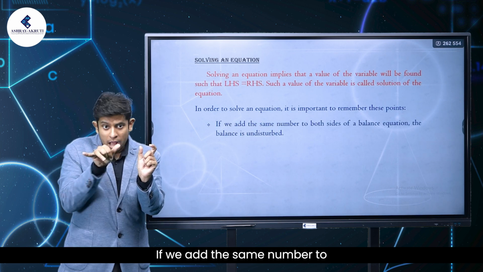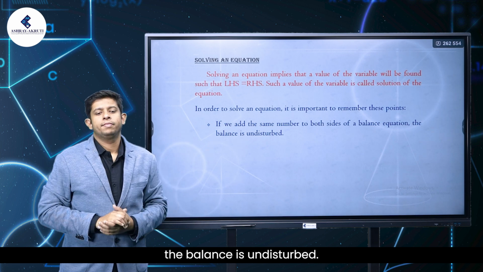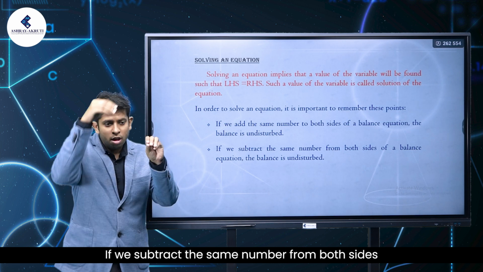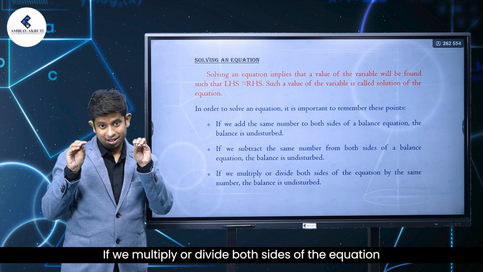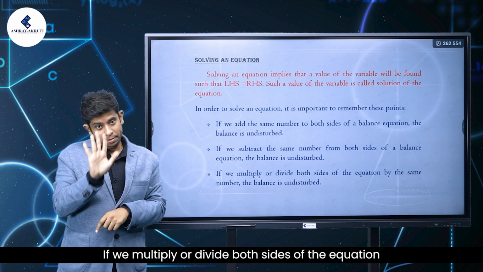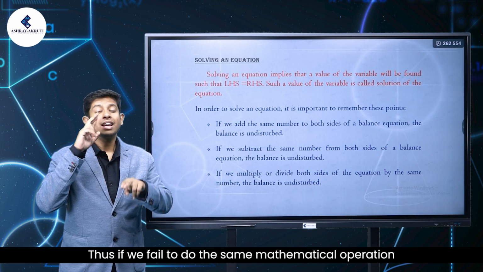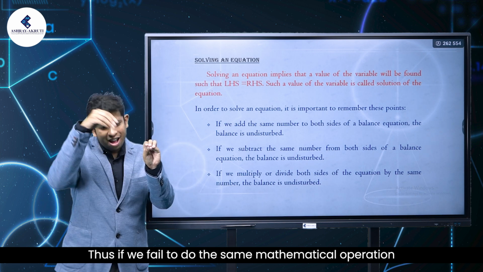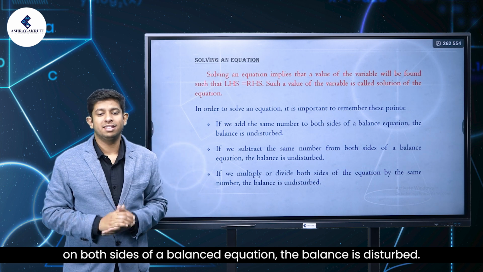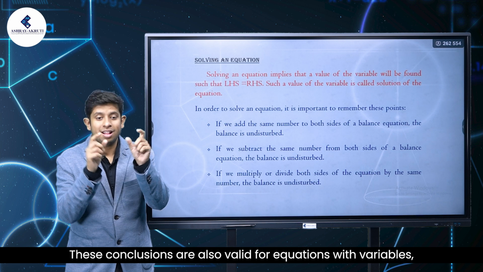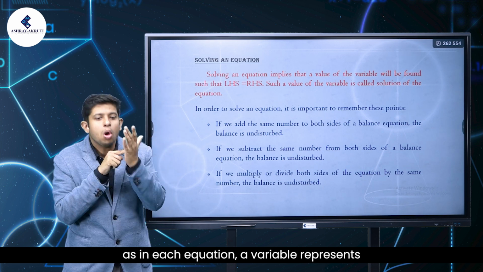If we add the same number to both sides of a balanced equation, the balance is undisturbed. If we subtract the same number from both sides of a balanced equation, the balance is undisturbed. If we multiply or divide both sides of the equation by the same number, the balance is undisturbed. Thus, if we fail to do the same mathematical operation on both sides of a balanced equation, the balance is disturbed. These conclusions are also valid for equations with variables, as in each equation, a variable represents only a number.